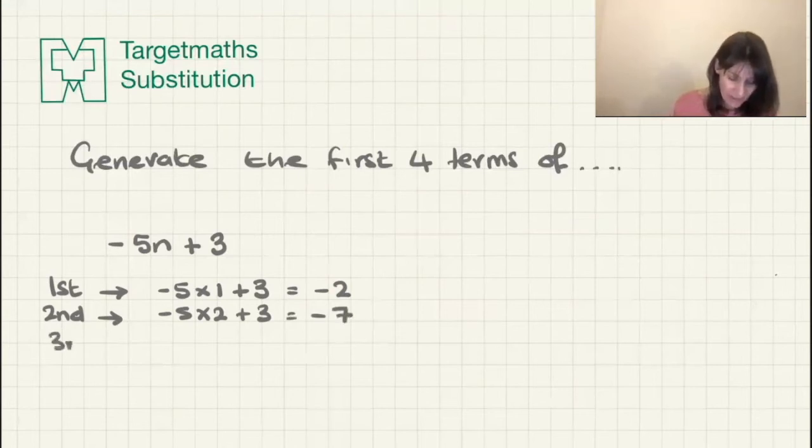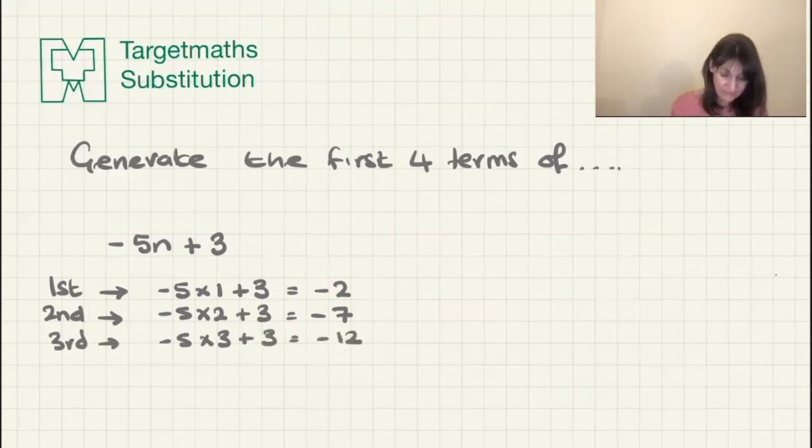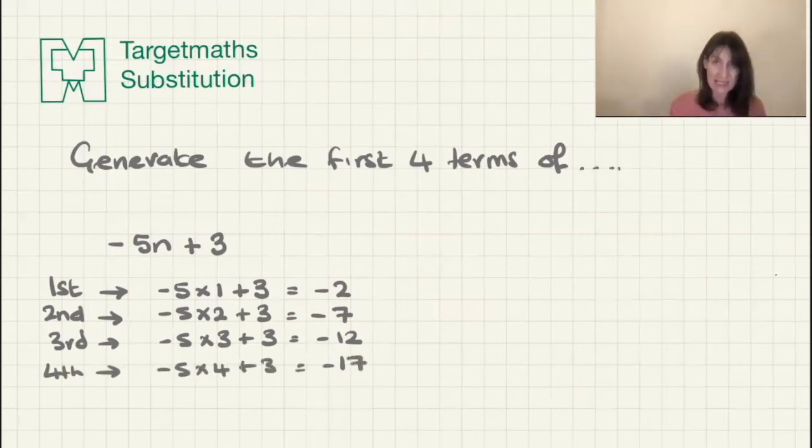Okay, the third one. -5 times 3 is -15. Plus 3 is -12. And the last one, the fourth one, is -5 times 4, which is -20. And that would take me to -17.